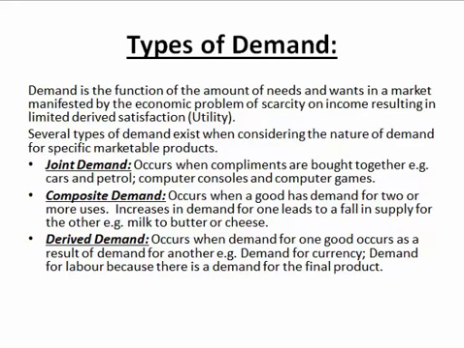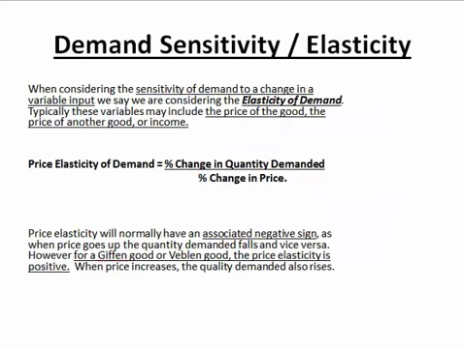Derived demand occurs when demand for one good occurs as a result of demand for the other. For example, demand for currency, demand for labour because there is a demand for the final product. When considering the sensitivity of demand to a change in a variable input, we say we are considering the elasticity of demand. Typically, these variables may include the price of the good, the price of another good, or income.